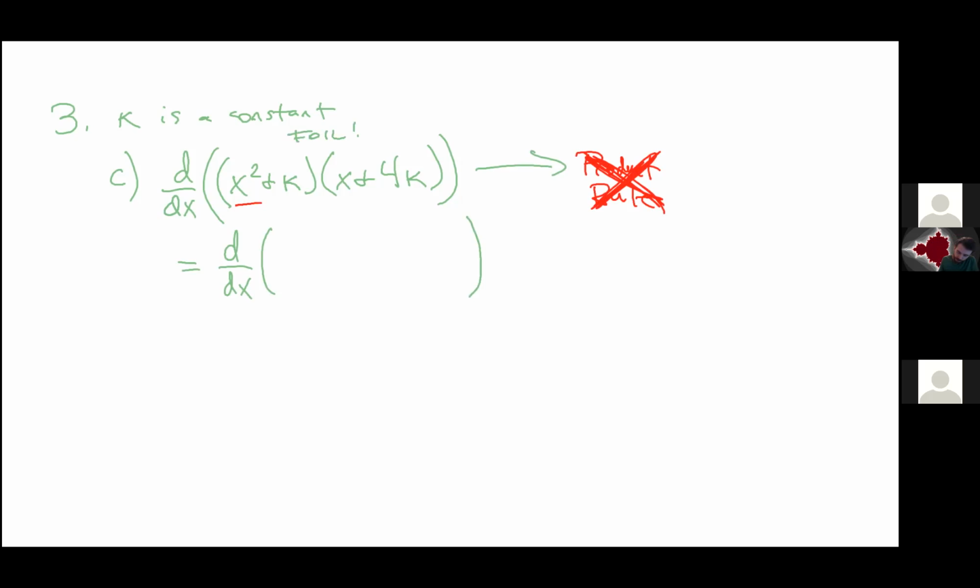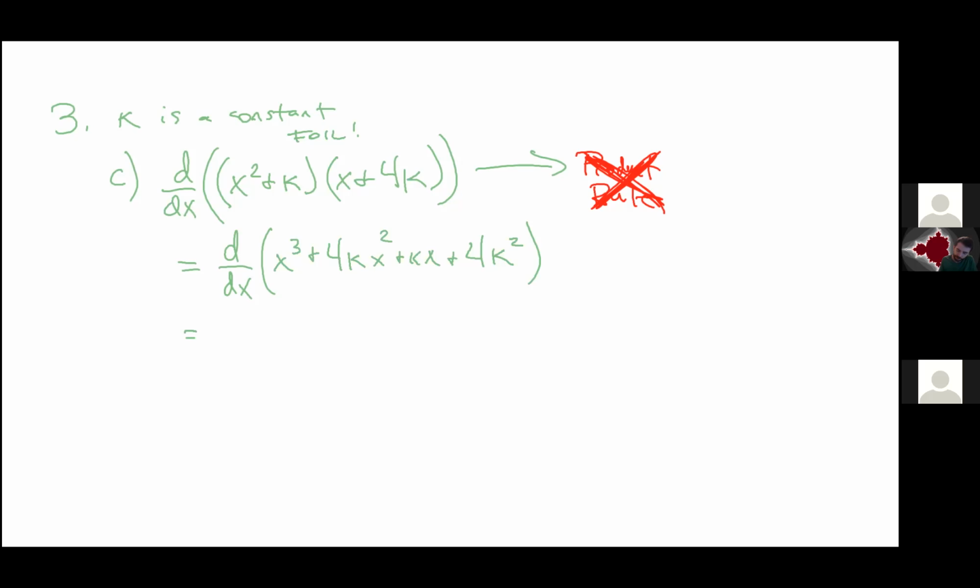So that's going to be the first 2 terms multiplied together gives me x cubed. The outside terms multiplied together gives me 4k x squared. The inside terms give me a kx. And then the last 2 terms give me a 4k squared.